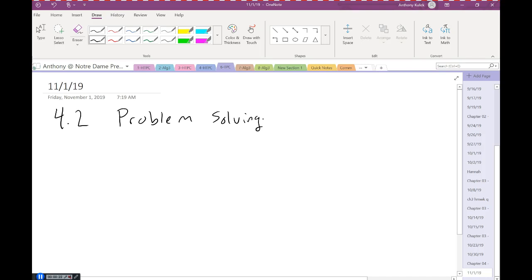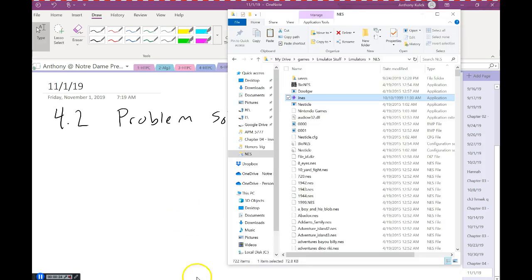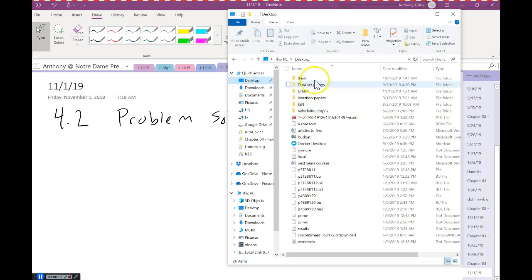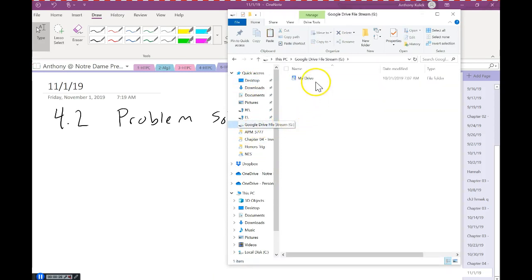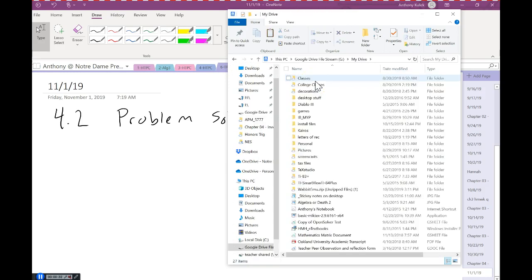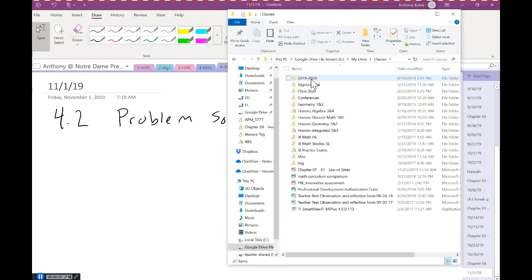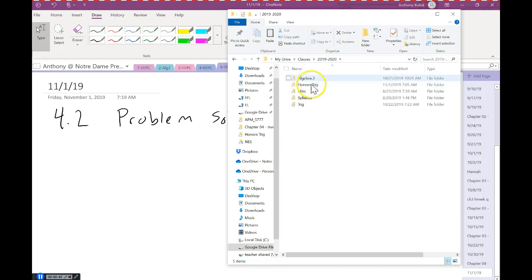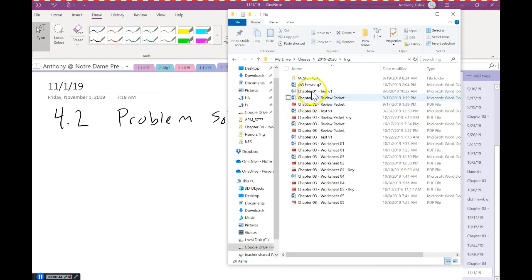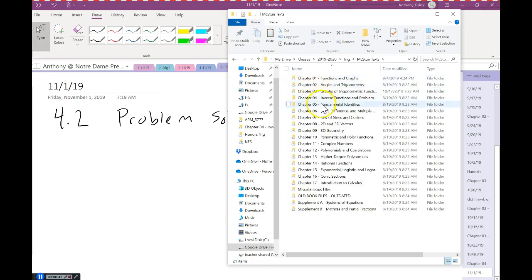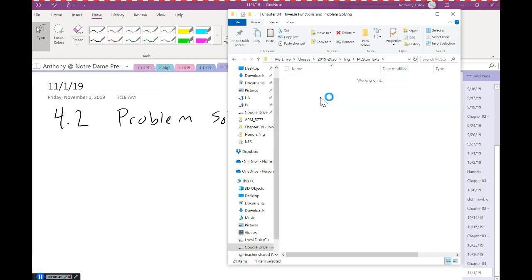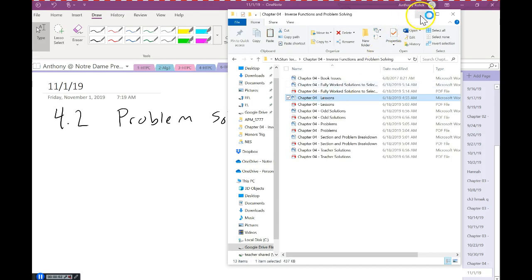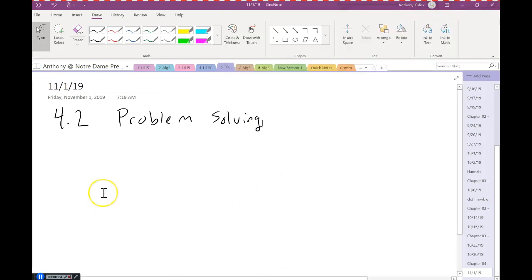So in section 4.2, we're going to be talking about problem solving. What we really mean there is really kind of dealing with story problems. So that's going to be kind of the theme here. I'm just opening up the lesson so I can copy and paste the story problems in here.